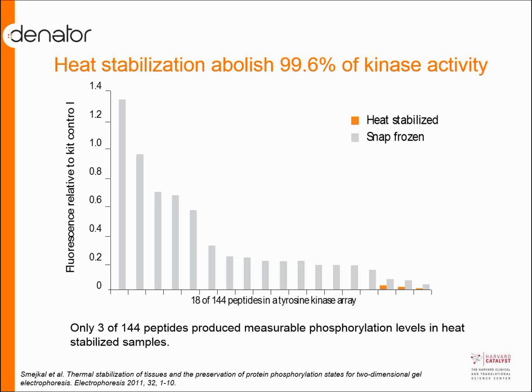And what we see here are the 18 most phosphorylated peptides on this array. And we see the gray bars are for the snap frozen samples. Some motifs are very highly phosphorylated, others not so. And if we compare that with the heat-stabilized, we see there's only 3 motifs that are a little bit phosphorylated. And if we add all this together, we see that there's an overall reduction of 99.6% of the kinase activity in the sample.